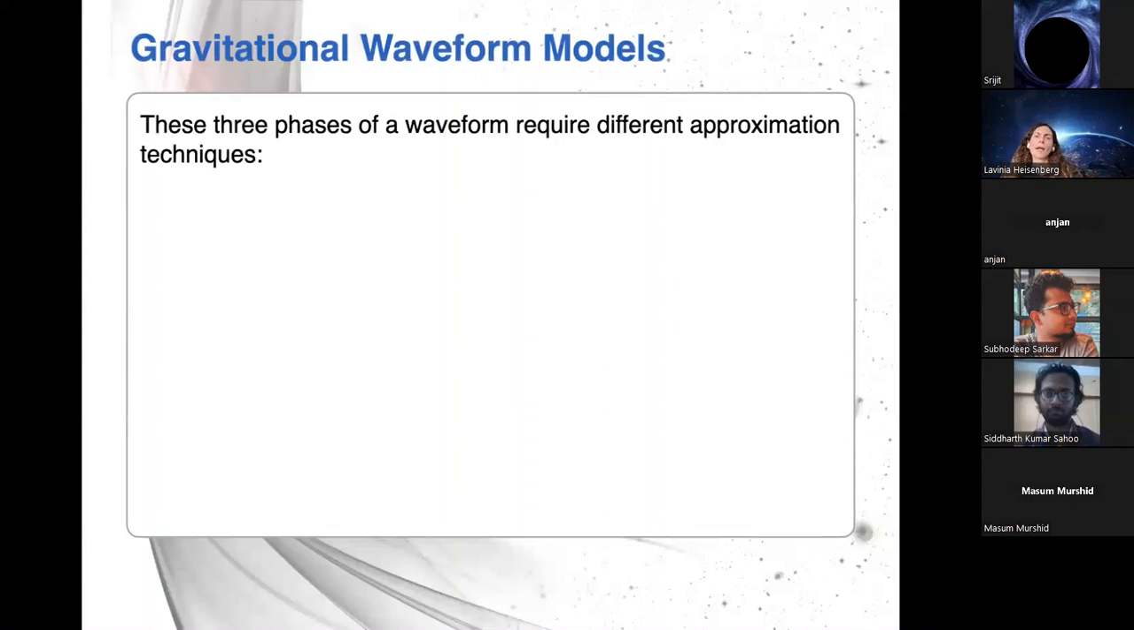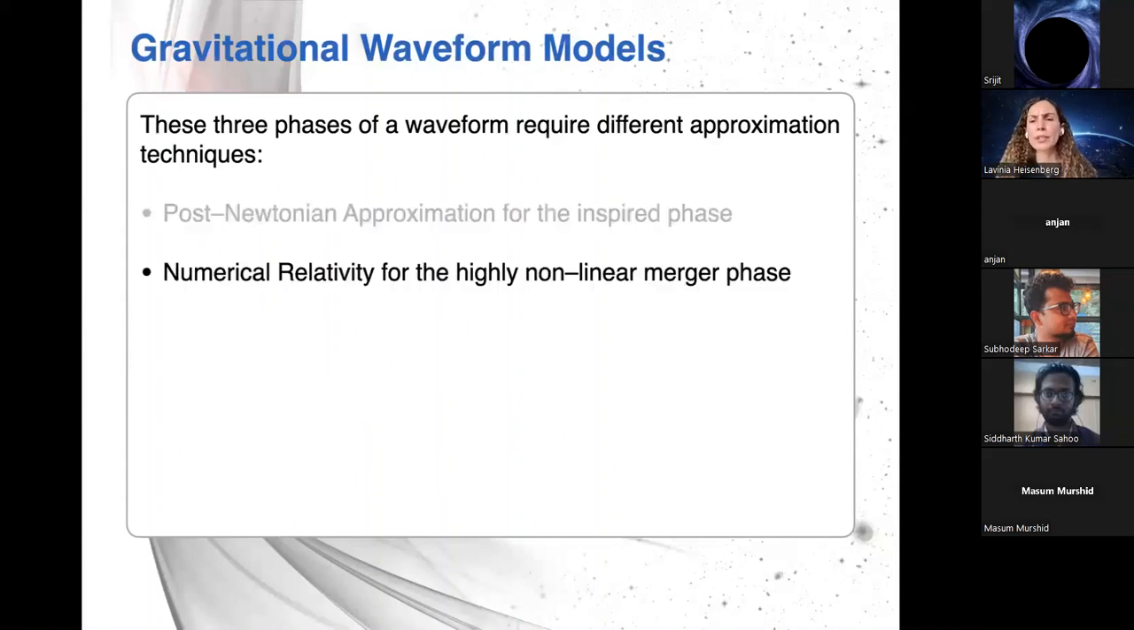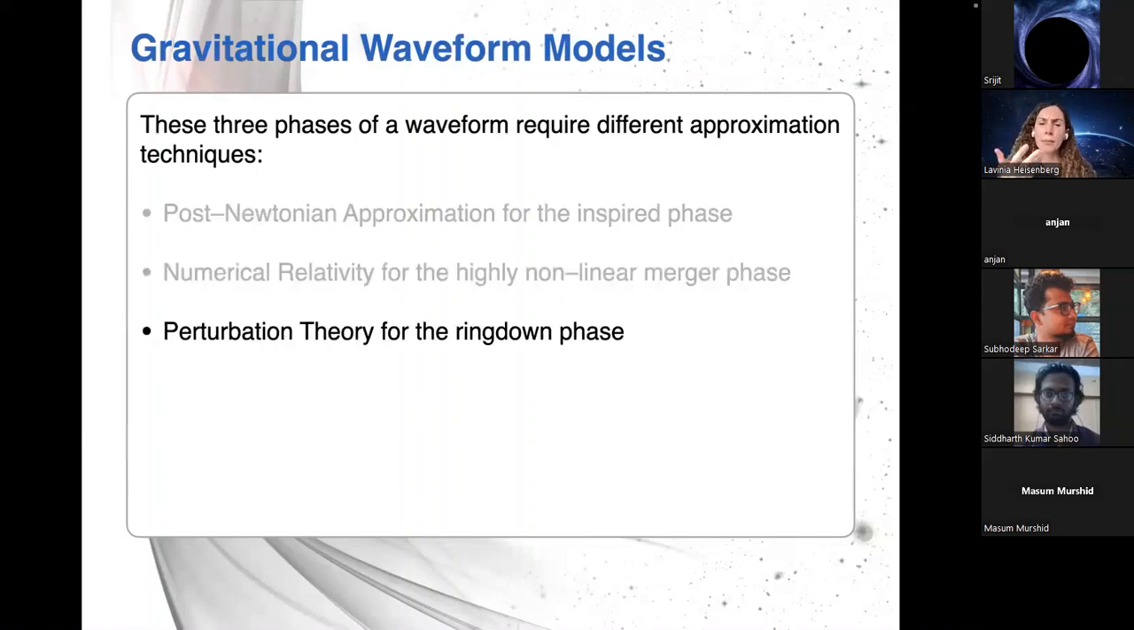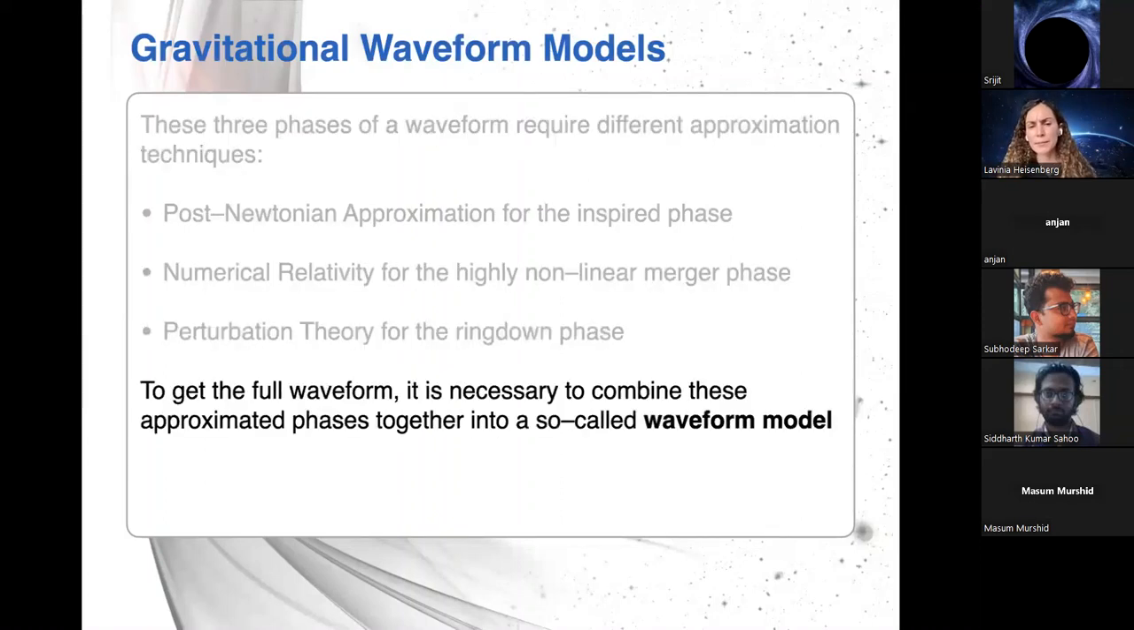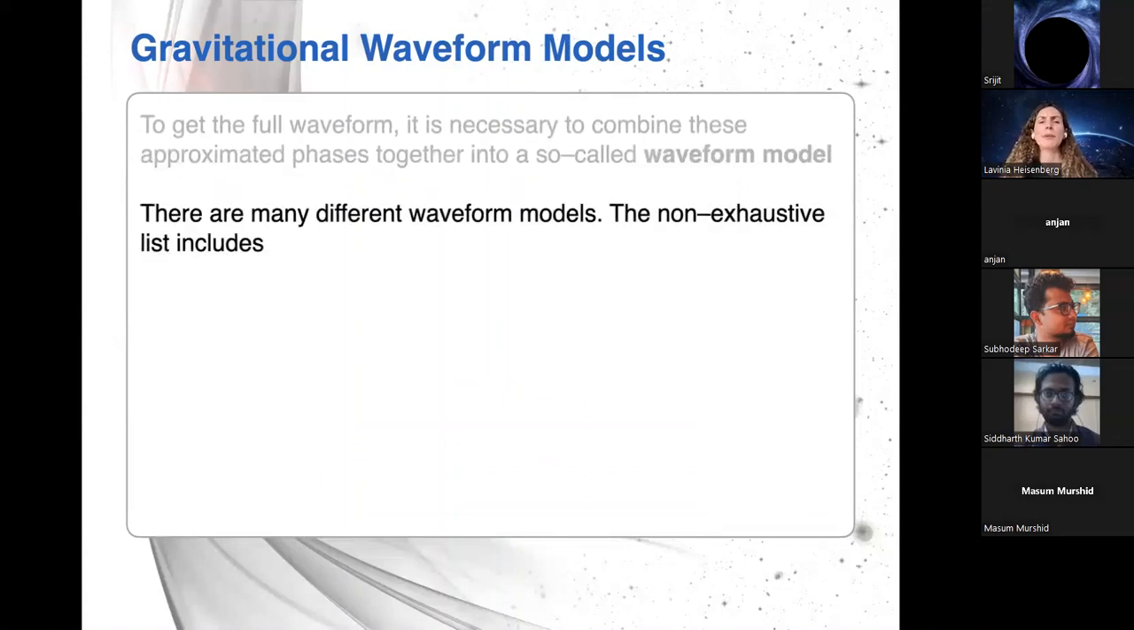Okay. As I was mentioning, these three phases of the waveform require very different approximation techniques. So post-Newtonian approximation for the inspiral phase, numerical relativity for the highly nonlinear merger phase, and then perturbation theory again for the ringdown phase. To get the full waveform, it is necessary to combine these approximated phases together into a so-called waveform model. Okay, this is basically what you have to do. And there are many different waveform models in the literature.